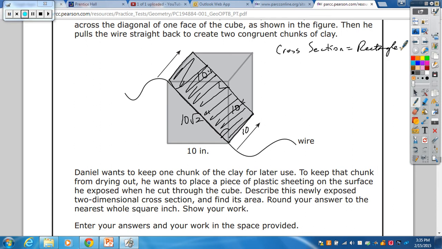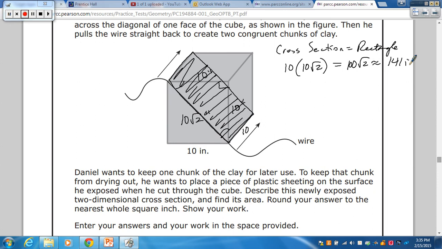Okay, and we're going to go ahead and do this. 10 times 10 radical 2, which would be 100 radical 2, which is approximately 141 square inches. Okay, and that's how big the piece of plastic is going to have to be if we're going to cover just that portion of the exposed piece of clay.